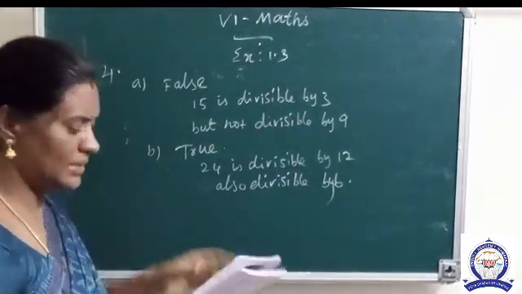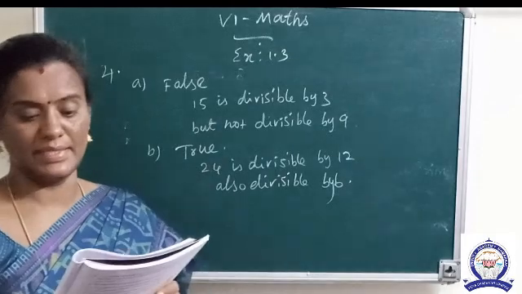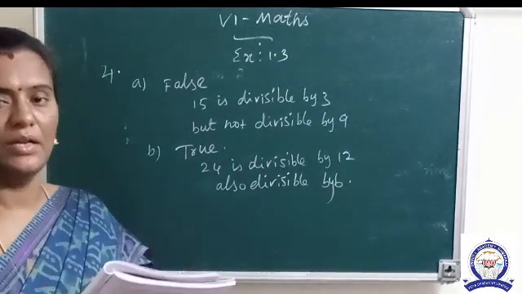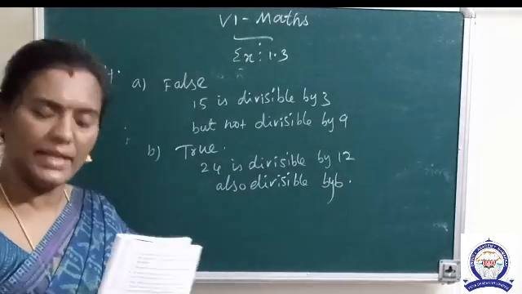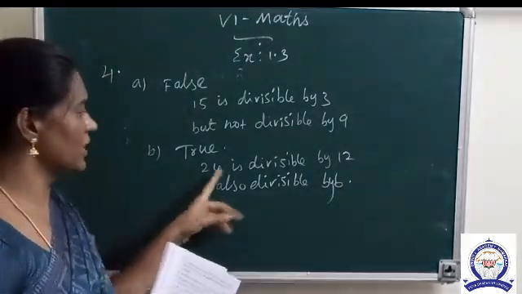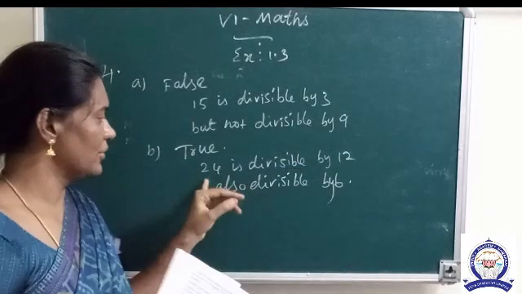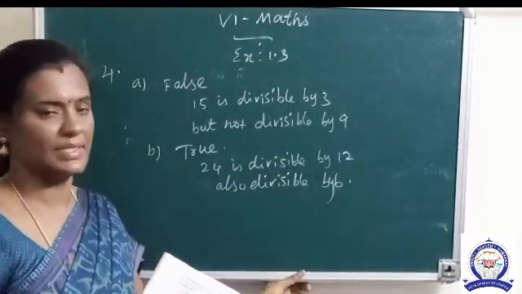The next question. A number is divisible by 6 if it is divisible by 12. ஒரு number 12 ஆல divisible ஆனா அது 6 ஆல divisible ஆகுமான்னு கேக்குறாங்க. Yes, it is true because 24 is divisible by 12, then 24 is also divisible by 6.